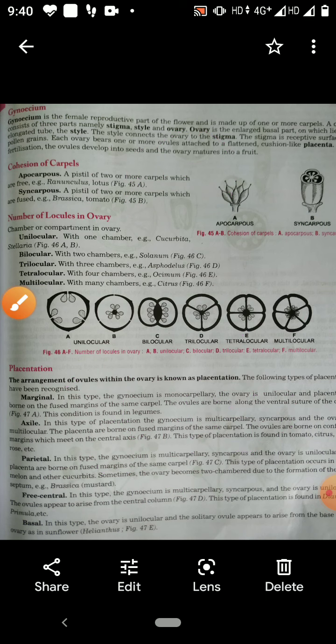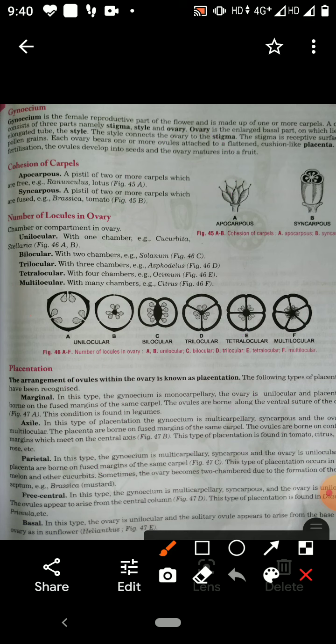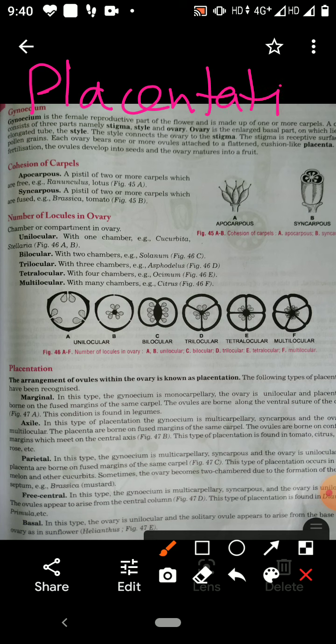Now next is the arrangement of ovules in the ovary. Arrangement of ovules in the ovary is called placentation. How are the ovules arranged? There are many types of arrangement of ovules in the ovary. Marginal placentation, axial placentation, many types.